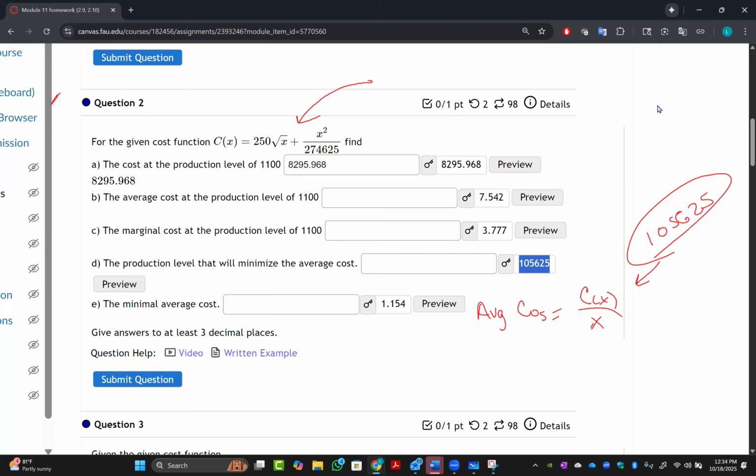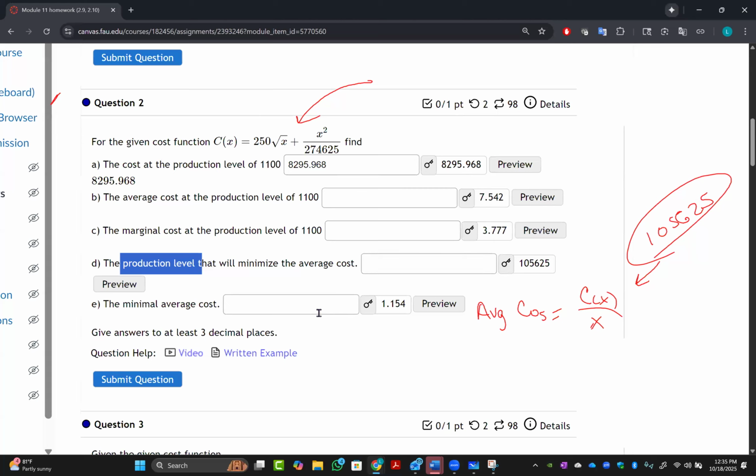If I make 105,625 pair of shoes, that's the optimal amount. That's how the cost will be the least. That's the amount of units of shoes, the production level. How many am I going to produce to minimize the cost? I want to pay the least amount of money per item.